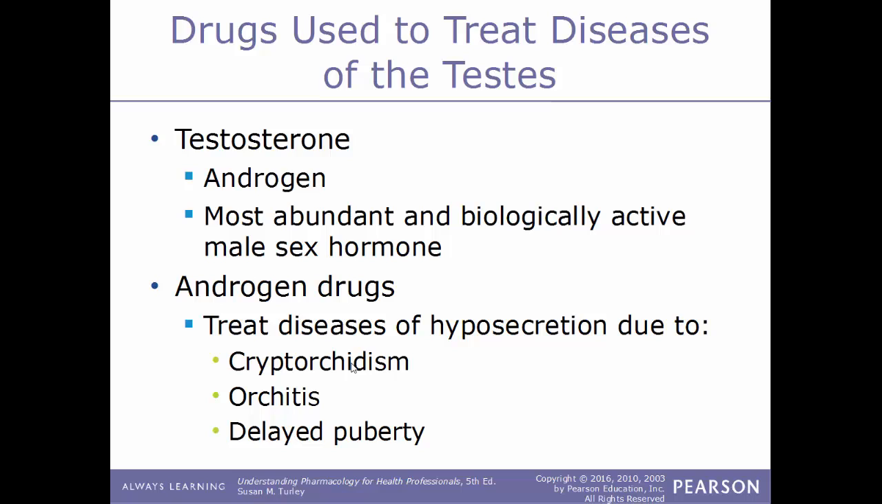And testosterone is also known as an androgen because it promotes the development of secondary sex characteristics. Androgen drugs are used to treat hyposecretion of testosterone caused by any number of conditions such as orchitis, delayed puberty, or cryptorchidism. And cryptorchidism is a reference to either one or both of the testes failing to descend completely. Orchitis is an inflammation of a testis.